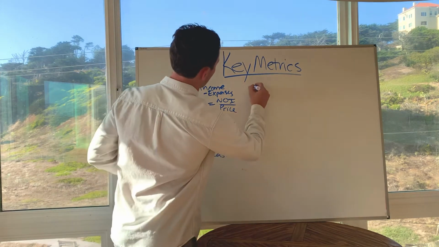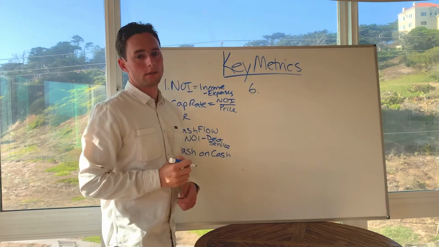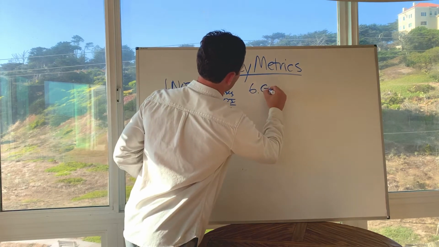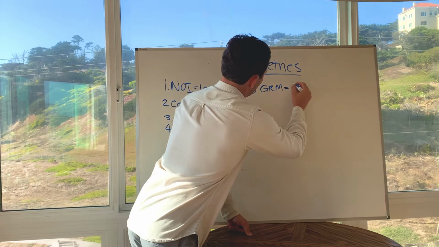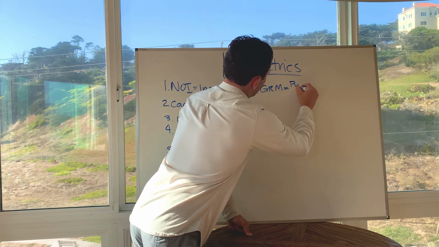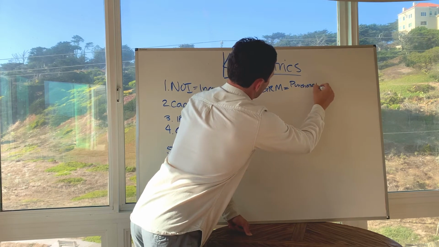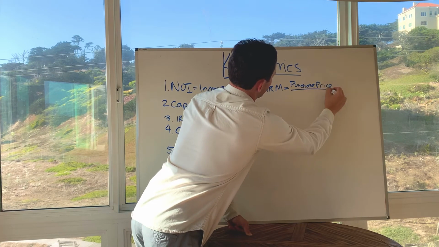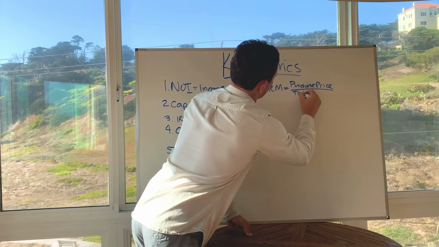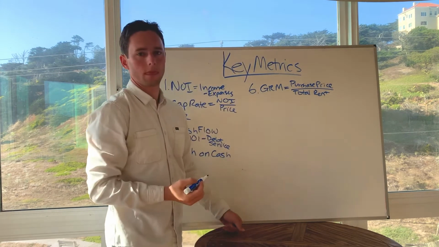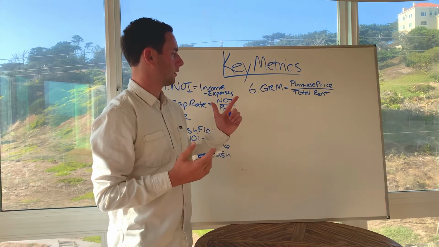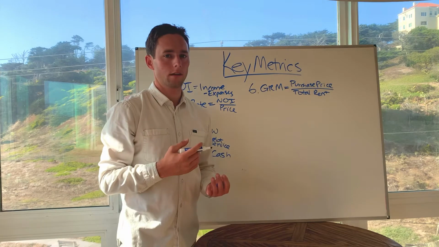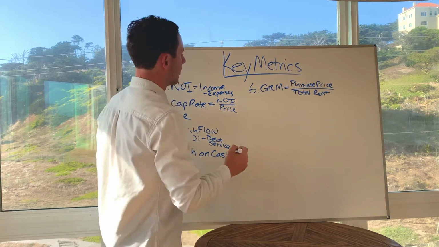And then the next one is the GRM. And this is the purchase price divided by the total gross rent for the property. So it's basically a comparison of how much rent is coming in versus how expensive the property is.